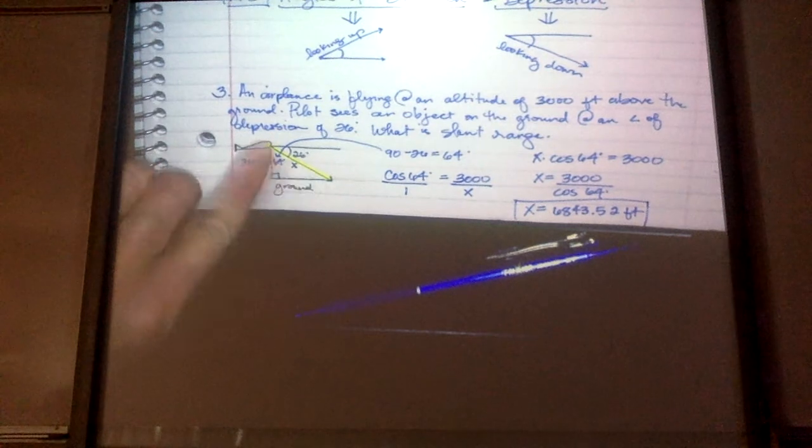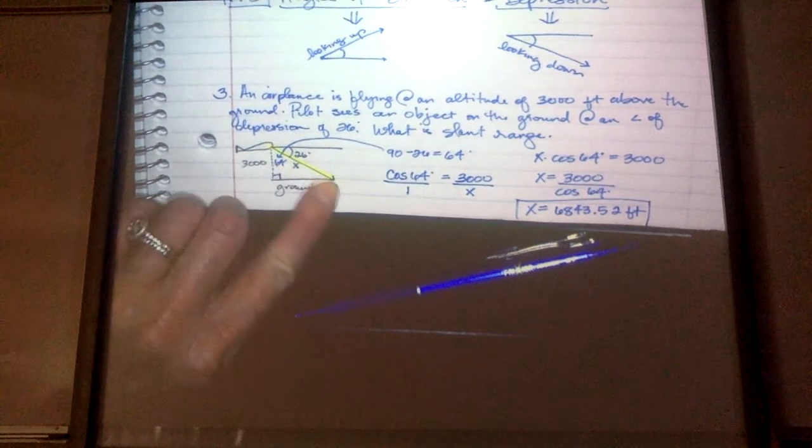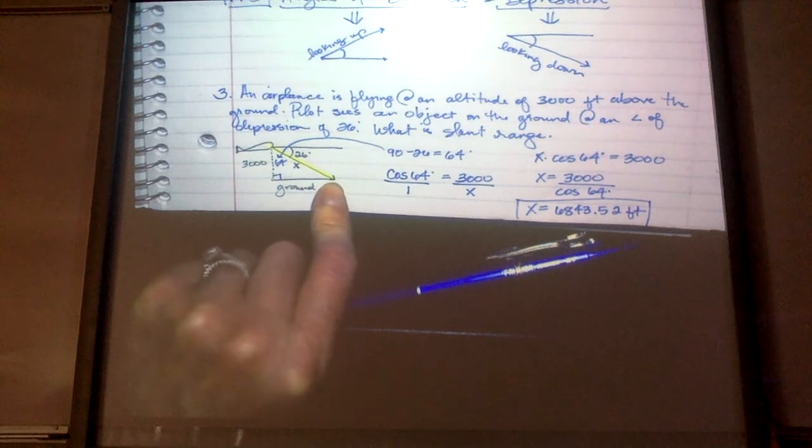So the reason he wanted the slant range is that's the distance between the airplane and the item on the ground that he saw. Okay? So that is an example of the angle of depression. You can guess what we're going to do next. We're going to do an example of the angle of elevation.